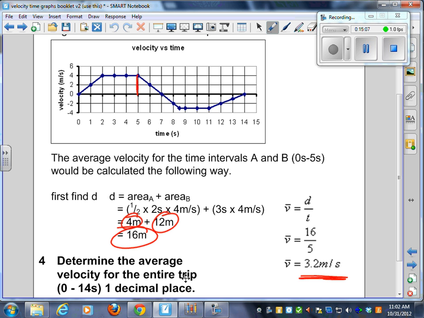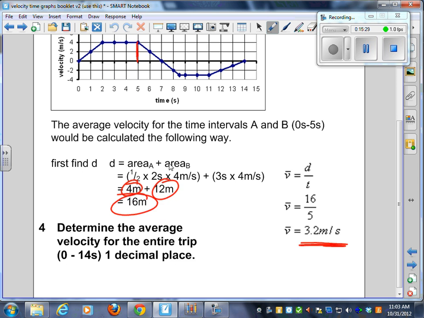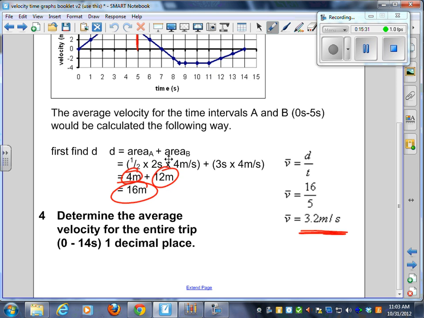So question number 4 is determine the average velocity for the entire trip. You'll notice that it starts at 0, it ends at 0. Does that mean that the average is 0? No. Not necessarily. You're going to have to find the total displacement. You should have 6 different displacements that you can add together and divide by 14 seconds. You have to have gotten the other ones right to get this one right.